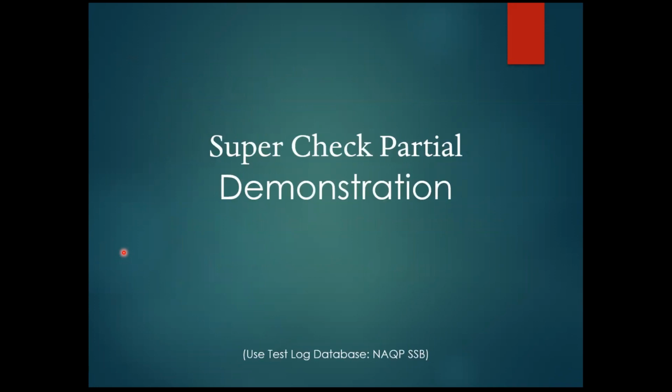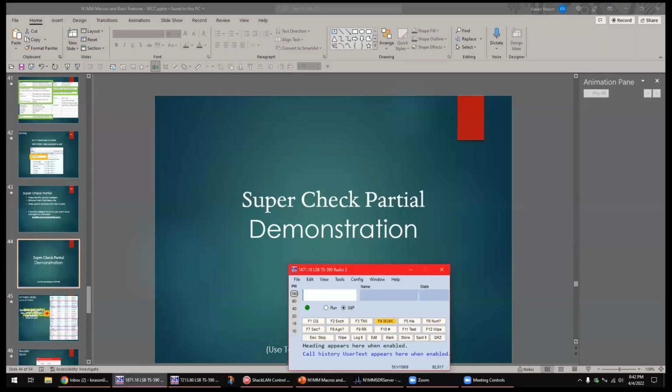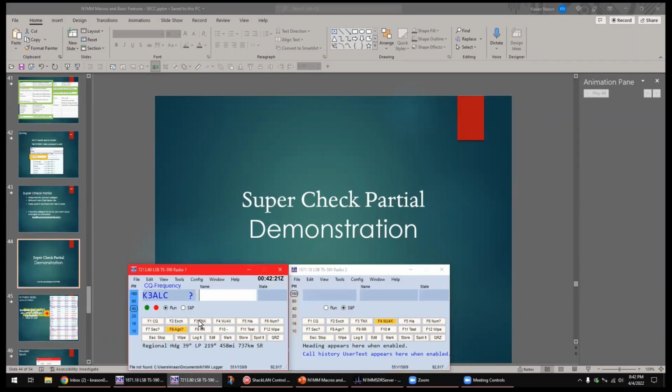And let's take a look at the NAQP sideband just a minute. If I get out of this. Contest, North American QSO Party. All right, for SuperCheck Partial, I need everything up here.